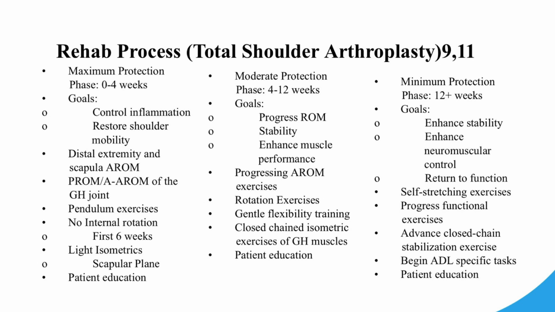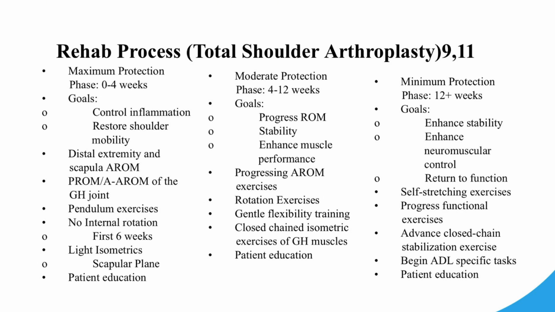Alright, this rehab process came straight from your therapy exercise textbook. I just tried to reword it for the most part. So the max protection phase lasts up to about 4 weeks. The goals are to control inflammation and restore your shoulder mobility. That would include some passive range of motion, active assist range of motion, some pendulum exercises, and light isometric exercises. And of course, you would keep the shoulder in the scapular plane.